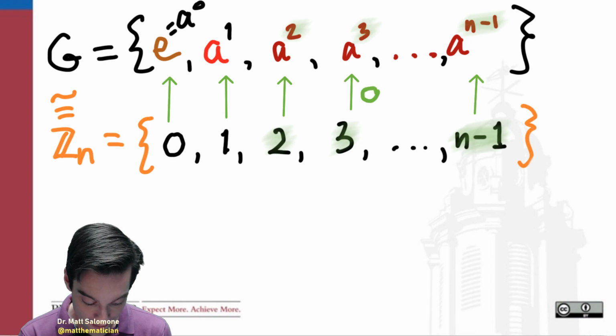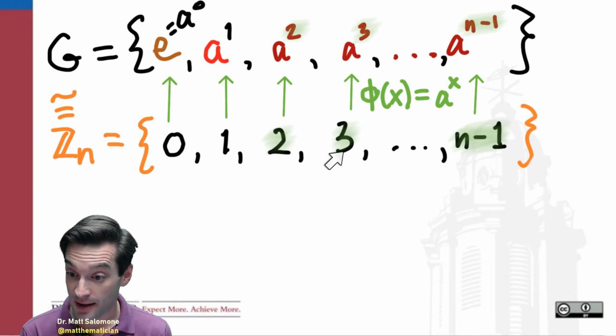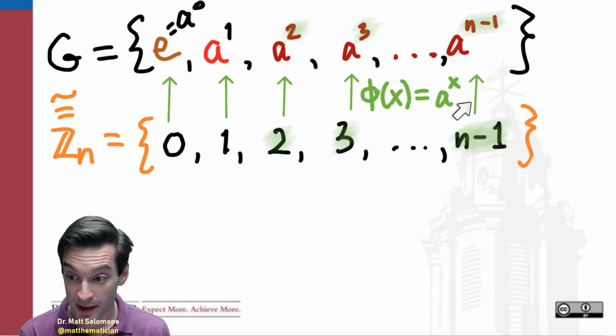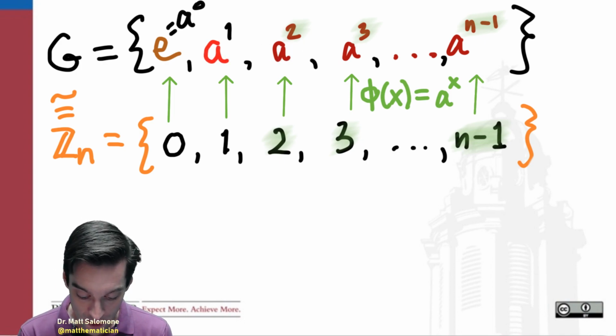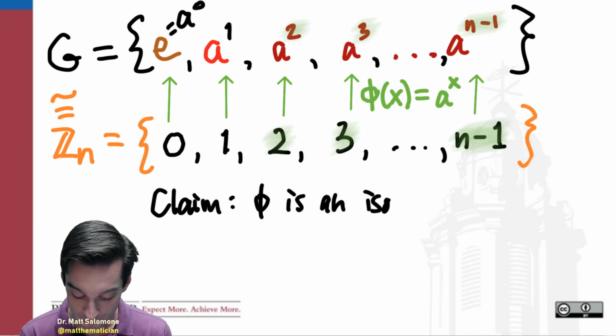Let me call it phi. Let me define phi of x equals A to the power x. All I'm doing is taking an integer, or a residue class of integers mod n, and assigning it to the xth power of the generator A. And so then our claim is that this phi is an isomorphism. Phi is an isomorphism.